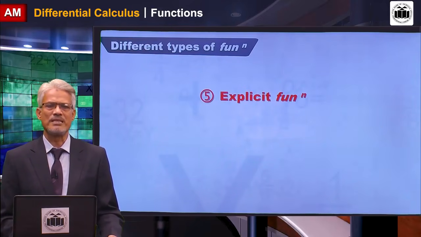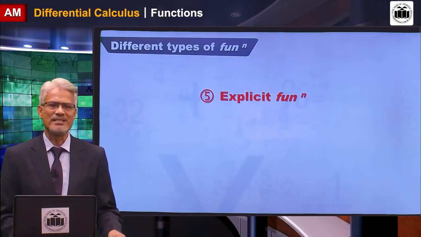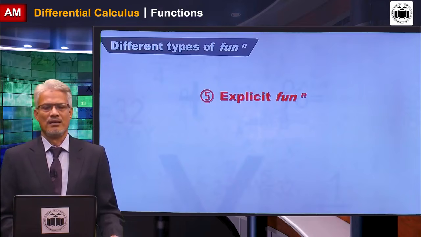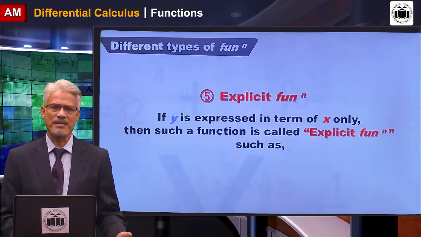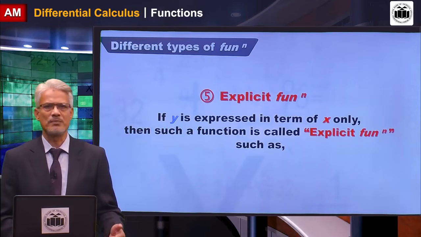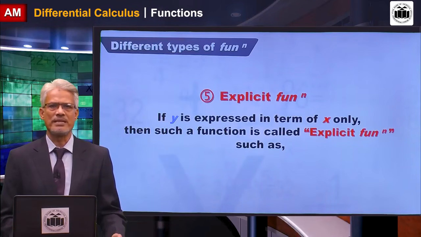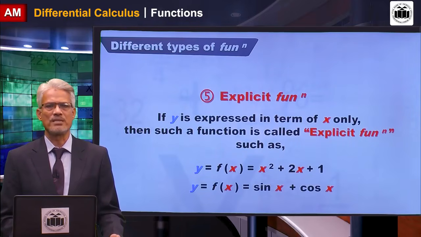Now the next one is explicit function. At this point of time, I want to ask one question from you. What is the meaning of the word explicit? The word meaning of the explicit is plain and clear. And what would be the plain and clear in mathematics? If one variable is expressed in terms of another variable, then it is known as plain and clear or the explicit function. That's why the formal definition of the explicit function is, if y is expressed in terms of x only, then such a function is called explicit function, such as y = f(x) = x² + 2x + 1, y = sin x + cos x.